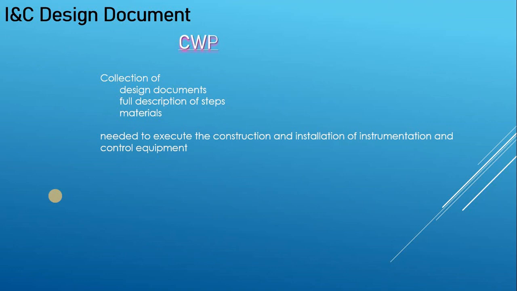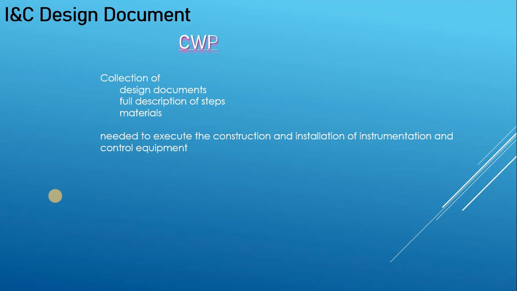Maybe the last one we will go through is the construction work package. The construction work package is two things. One is the description, which is a write-up you prepare for the people who will do the construction. You will send them the loop drawings, the location drawings, the data sheets for the transmitters and all of these things.